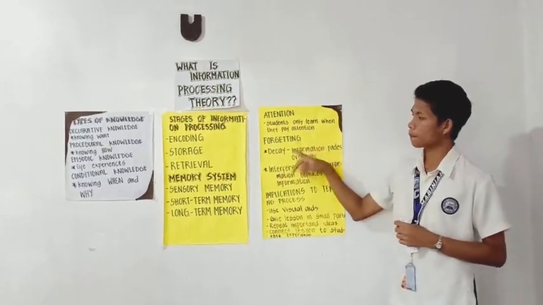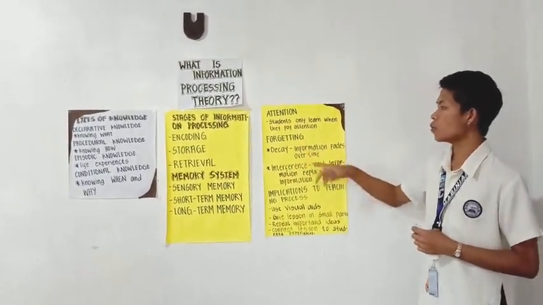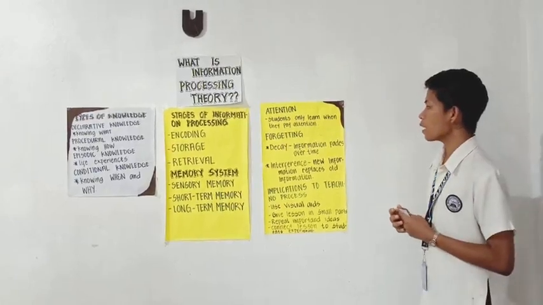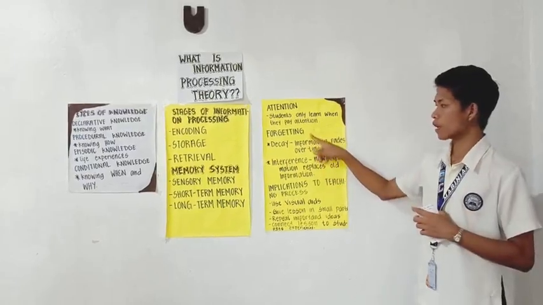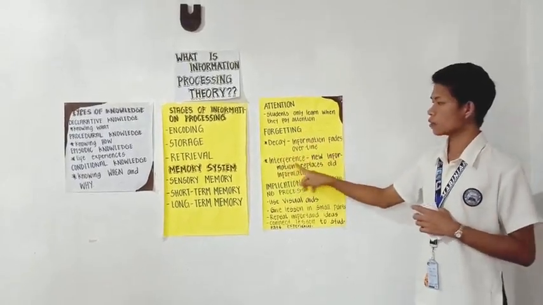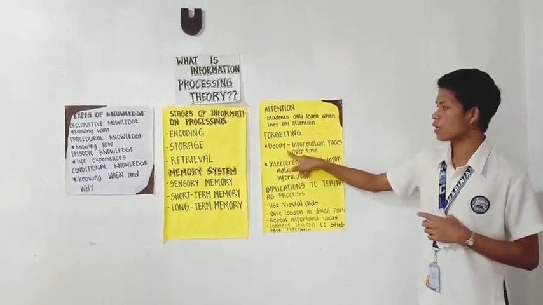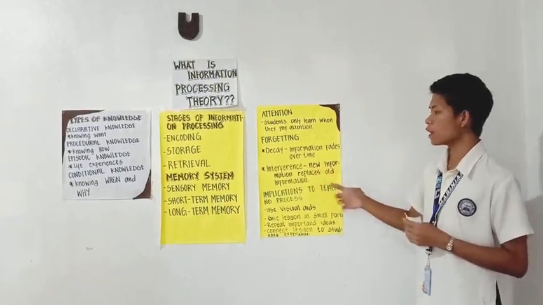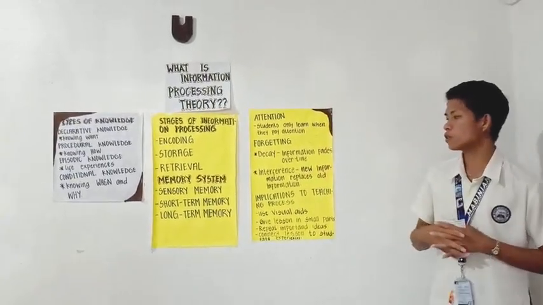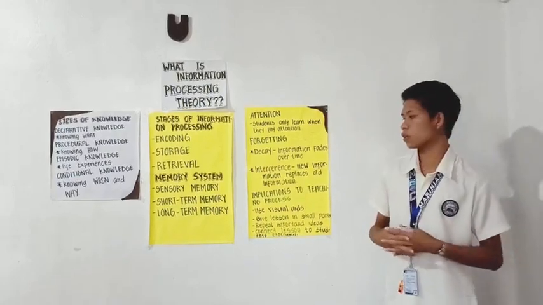And then, next is forgetting. Forgetting happens when information is not used. We have 2 types of forgetting: decay and interference. In decay, information fades over time. And then interference is when new information replaces old information.